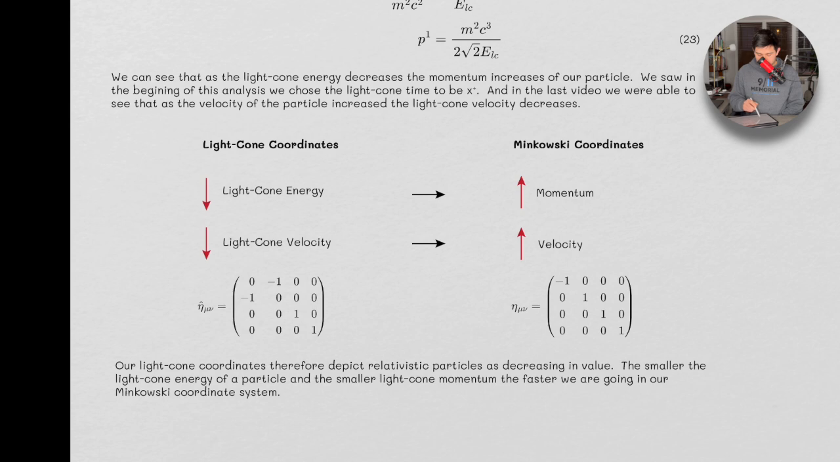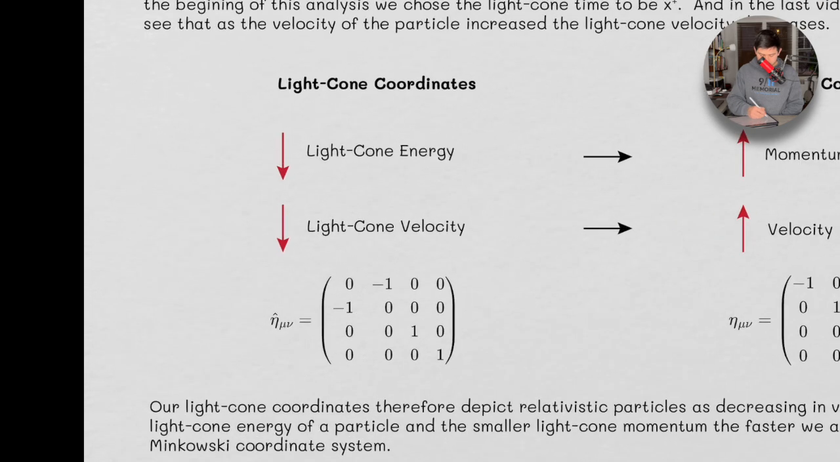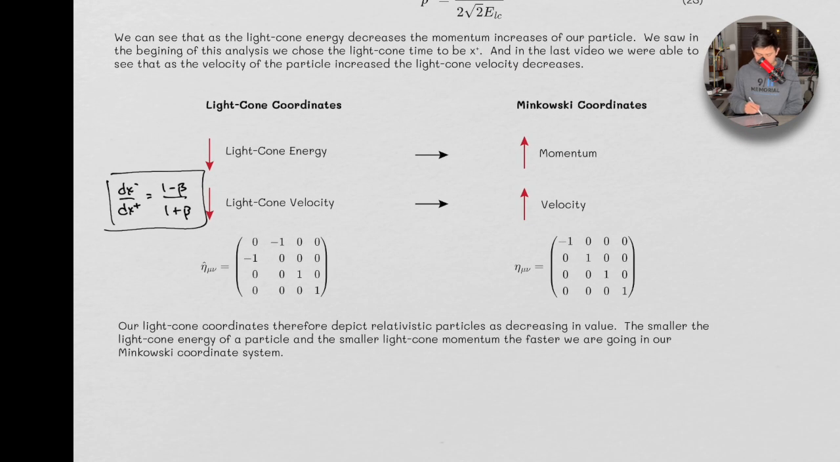Similarly, when we looked at our light cone velocity and our velocity in Minkowski coordinates, we had dx minus over dx plus equals 1 minus beta over 1 plus beta. So this is from that. We saw an inverse relationship again: as we decrease velocity in the betas, our light cone velocity decreased.